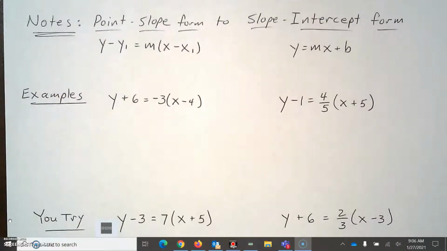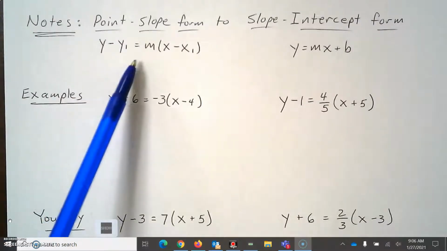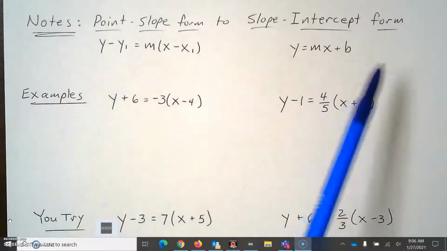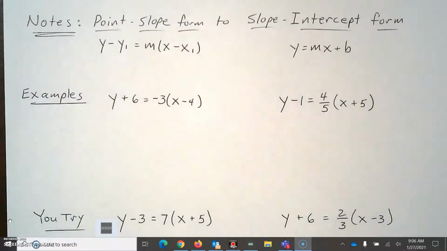One of our last assignments dealing with these linear equations in different forms. Actually, this is the first assignment of the third quarter. So the objective here is pretty simple. We are going to change equations that are in point-slope form into slope-intercept form. And it's only 2 steps. And then the last example I'll show you is 3 steps, and I'll show you why.